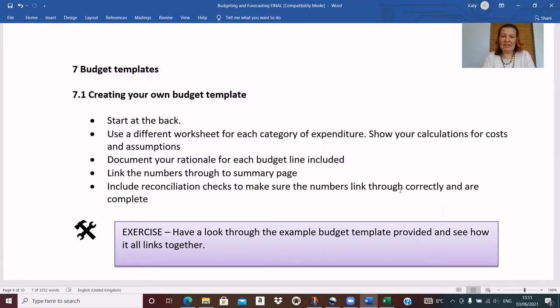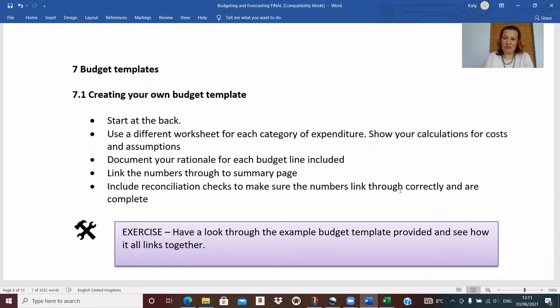So some key takeaways on that budget template: start at the back, use a different worksheet for each category of expenditure, show your calculations for costs and assumptions, document your rationale, link the numbers through to the summary page, and include reconciliation checks to make sure that those numbers keep linking through correctly and are complete.